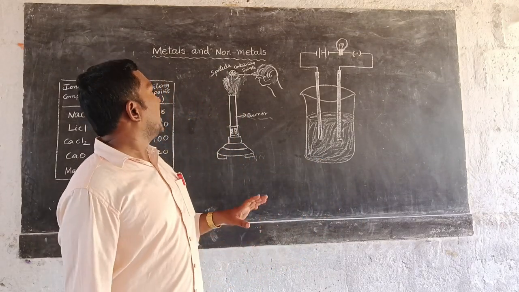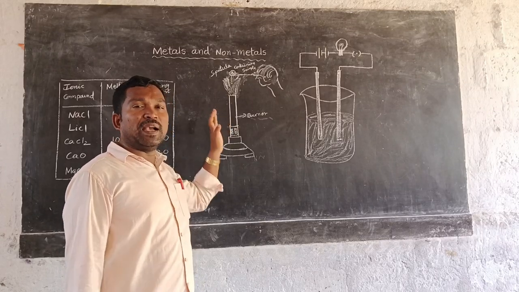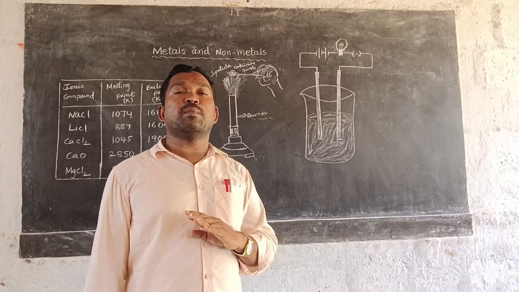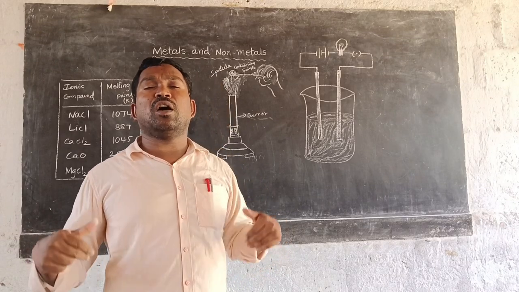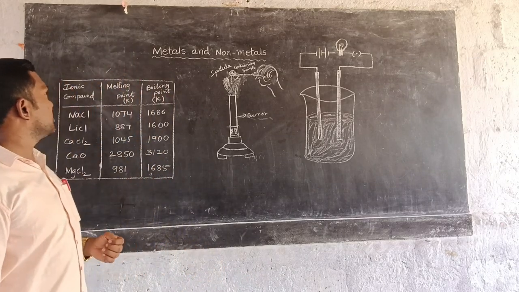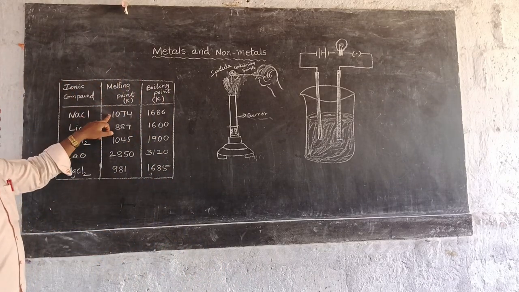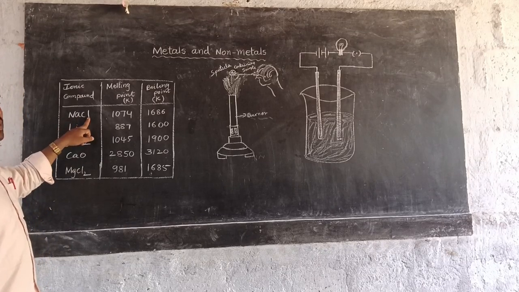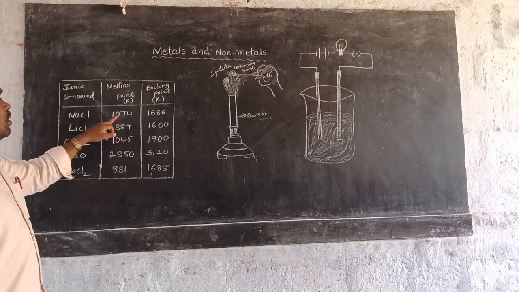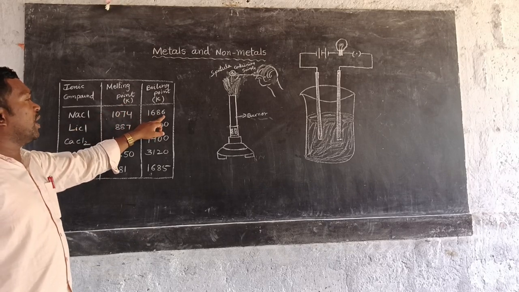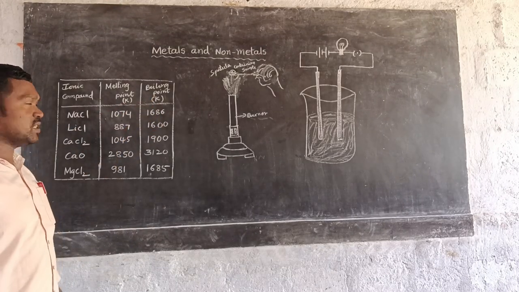Next, melting and boiling point. Ionic compounds do not melt easily. We need to apply a lot of heat energy, so ionic substances have high melting points and high boiling points. For example, take NaCl: melting point 1074 kelvins, and boiling point 1686 kelvins.